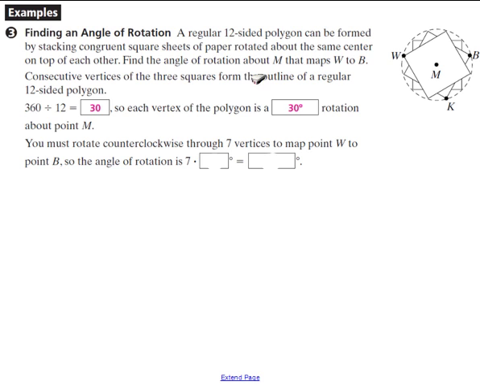So if we're trying to go from W to B, we need to go 1, 2, 3, 4, 5, 6, 7 vertices. So that means each vertex is 30-degree rotation. 7 of them, 7 times 30, we get 210 degrees.